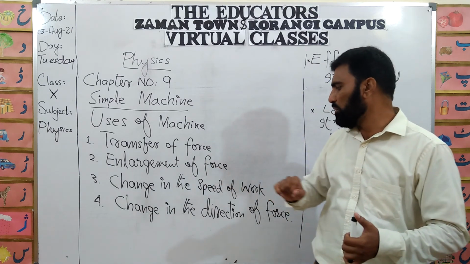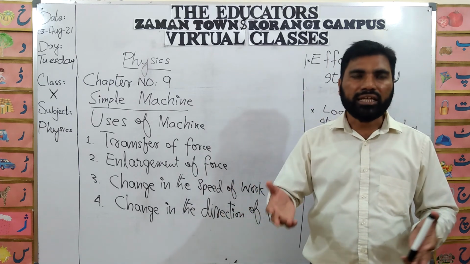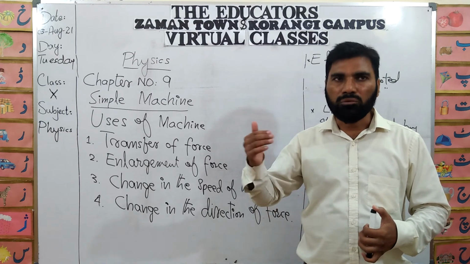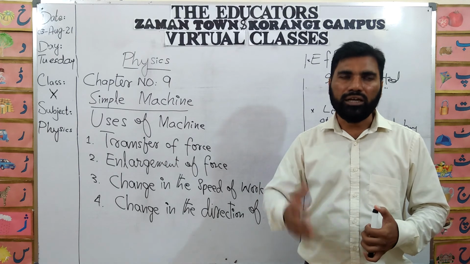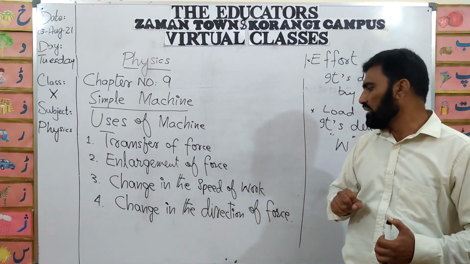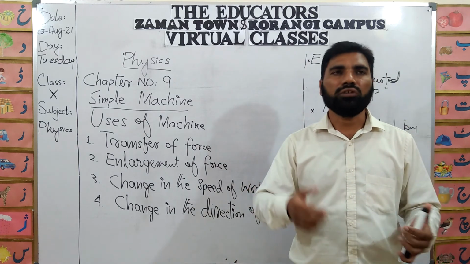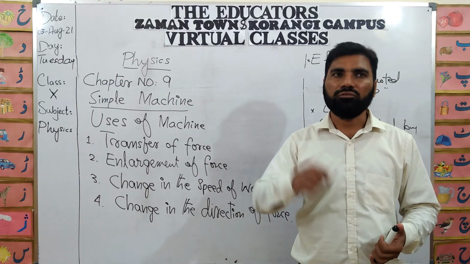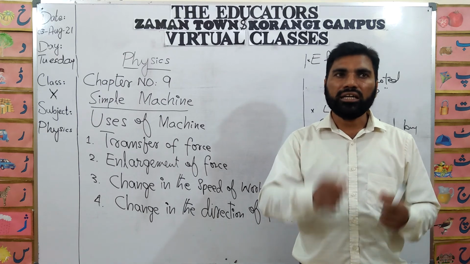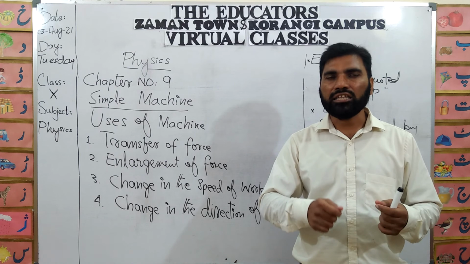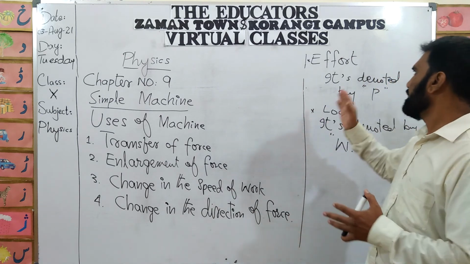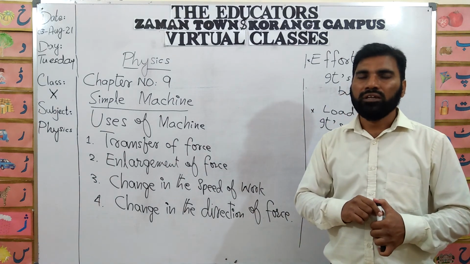Third thing, change in the speed of work. I have given the example: if you are traveling by bicycle, you will cover more distance as compared to on foot. So the machine always speeds up the work, and sometimes it reduces the speed of the work. Fourth, change in the direction of the force. If you are drawing a bucket of water from the well, you are using the pulley. The pulley lets you apply the force in a downward direction easily as compared to the upward direction.